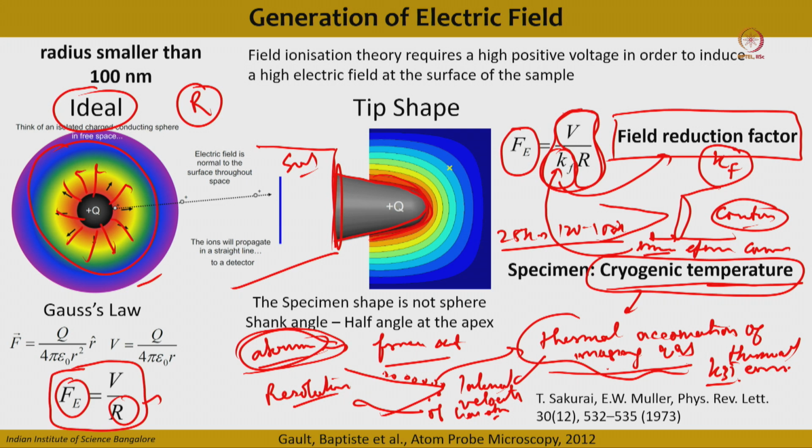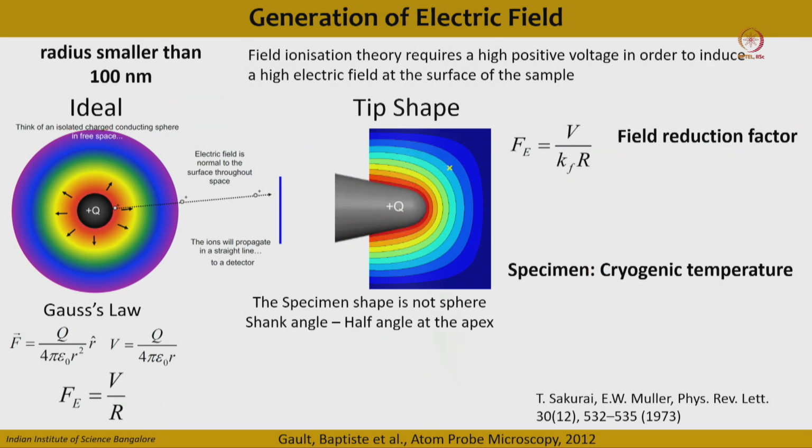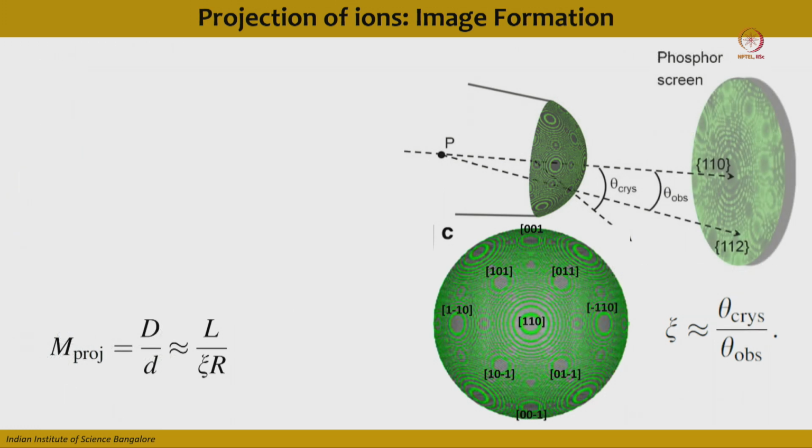Okay, so now we have introduced the field reduction factor, which is usually between 3 to 8, and it is directly related to the shank angle of the tip. The smaller the shank angle, the higher the electric field concentration, and the smaller the kf value. Now the next thing is the projection. I have talked about the image projection, which is usually associated with the magnification.